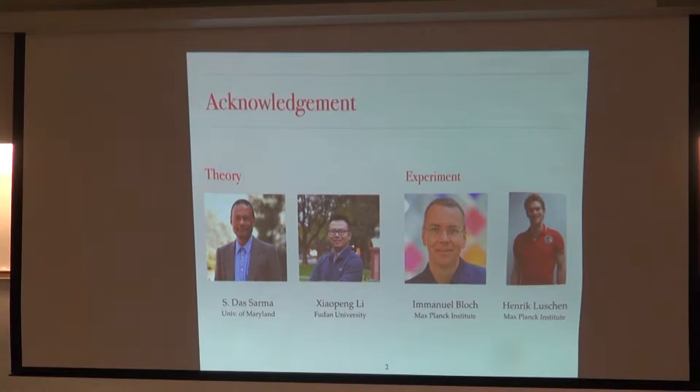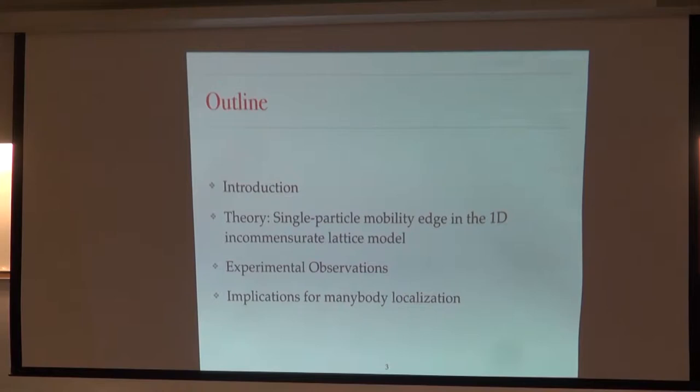So there are four parts to my talk. The first one is some general background introduction. Then I'm going to turn to the theory of the single particle mobility edge in this one-dimensional system. I'm going to tell you about the experimental system, and how they observe this single particle mobility edge. And finally, I'm going to touch upon some implications for many-body localization.